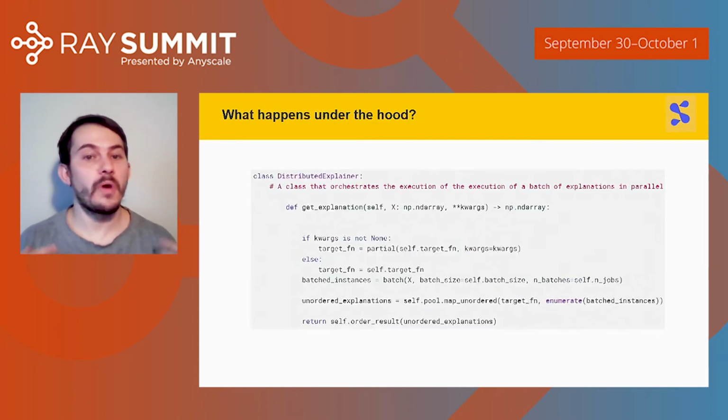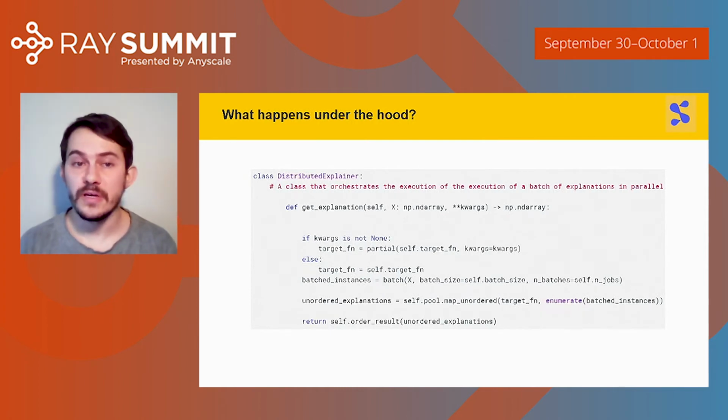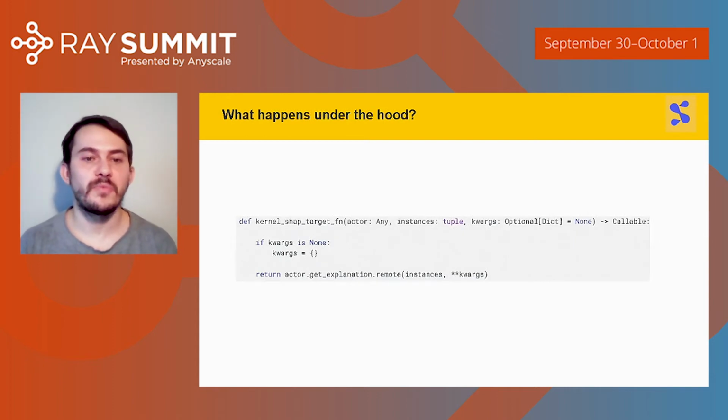And this is all. When the user calls our API with a dataset they wish to explain, the get explanation method of this object gets called. This takes the dataset, splits it into individual instances or perhaps mini batches, and then submits these individual mini batches or instances to the pool and returns the results at the end. So you can see that our target function for the pool is very simple and just calls the actor method that knows how to explain an instance. And this is all, really.